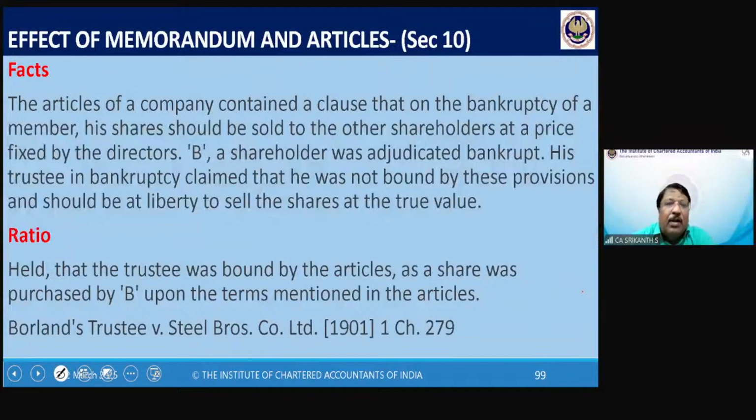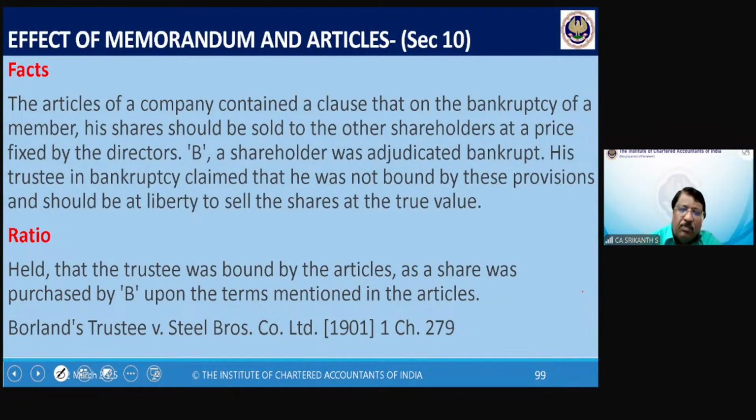For example, the articles of a company contained a clause that on bankruptcy of a member, his shares should be sold to other shareholders at a price fixed by the directors. Articles are a contract between the company and its members, and the members inter se. B, a shareholder, was adjudged bankrupt. His trustee in bankruptcy claimed that he was not bound by these provisions. But because B was the original shareholder, on his insolvency you have become the trustee of bankruptcy, so you are bound by the same terms. So the trustee was bound.